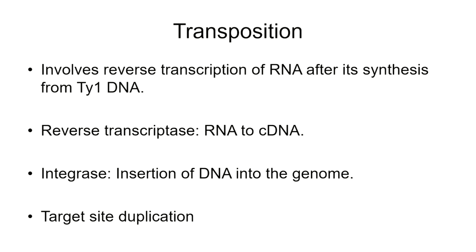Now let's talk about how transposition occurs in TY1 elements. The transposition of TY1 elements involves reverse transcription of RNA after the RNA has been synthesized from TY1 DNA. So this is a major difference. Retroviruses have RNA, so that RNA is reverse transcribed into DNA. But in the case of retrovirus-like elements, they initially have a DNA element. That DNA is first converted to RNA, and from that RNA a double-stranded DNA is synthesized, which moves to different sites on the chromosome.